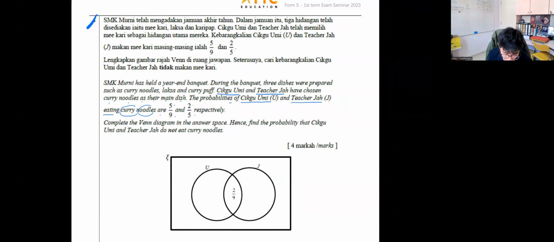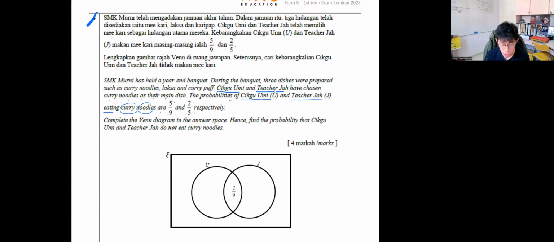Now over here in the Venn diagram, it says complete the Venn diagram in the answer space, hence find the probability that Cikgu Yumi and Cikgu Ja do not eat curry noodle. One minute, try to fill in the blanks. Once you're done, just put okay.